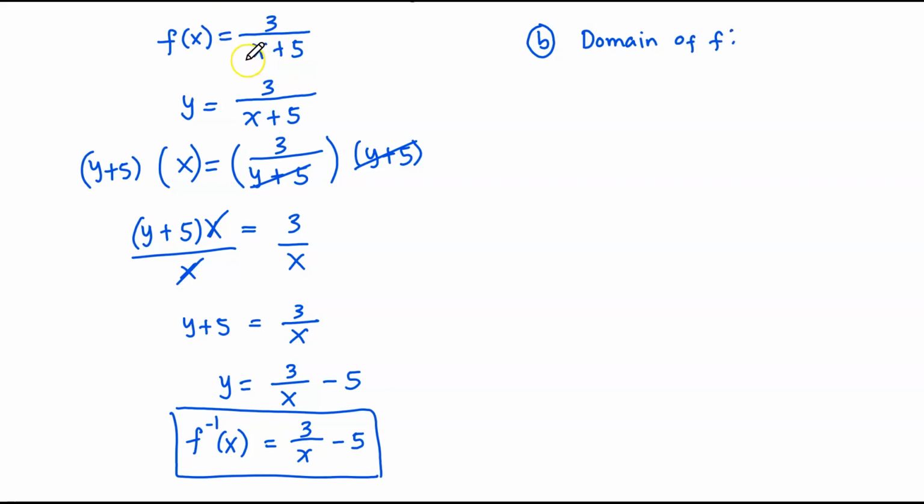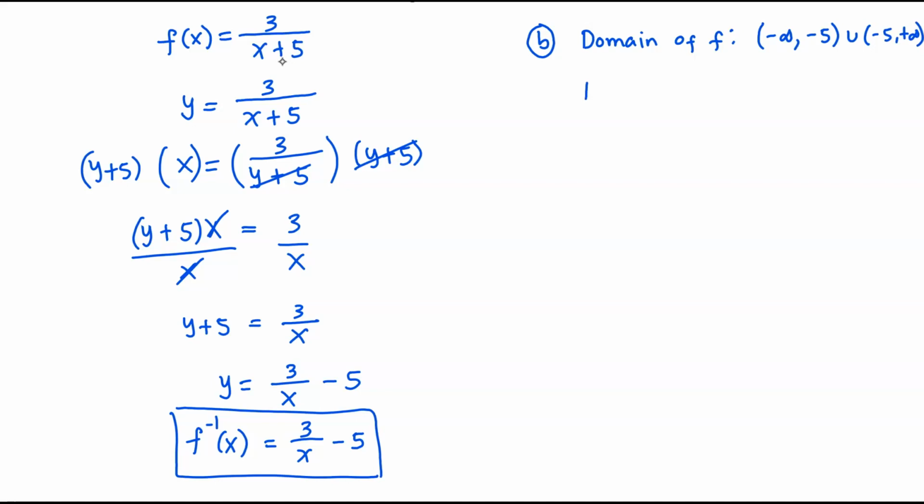If you recall, to get the domain, we don't want the denominator equal to 0, so we exclude the value of x that makes our denominator equal to 0 from the set of all real numbers. Now the value of x that will make this equal to 0 is negative 5, so we exclude negative 5. Therefore the domain of the function f is negative infinity to negative 5 union negative 5 to positive infinity.